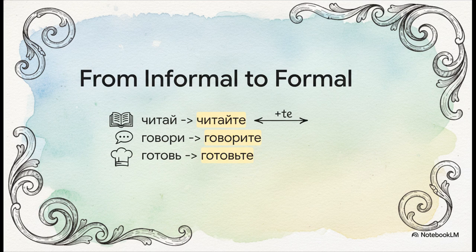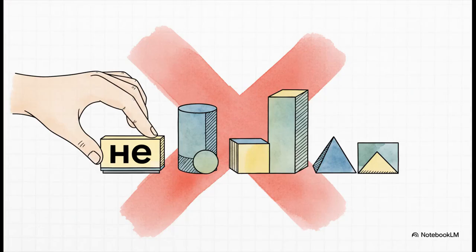Nice. Informal, speak, was govori. The formal is govorite. Your turn. And prepare was gotov, which becomes gotovte. You are doing fantastic.